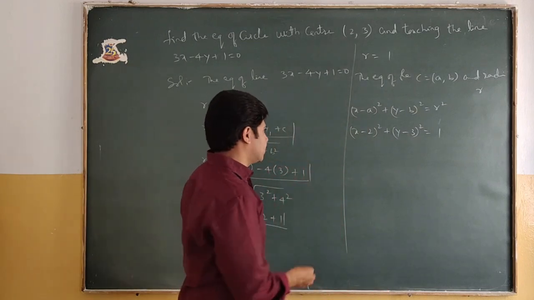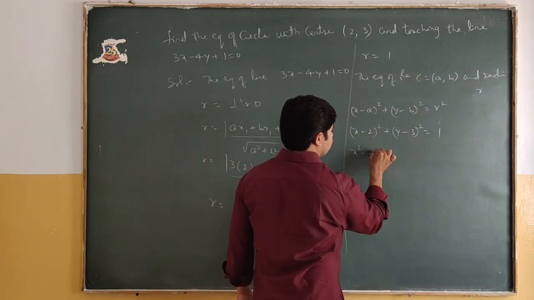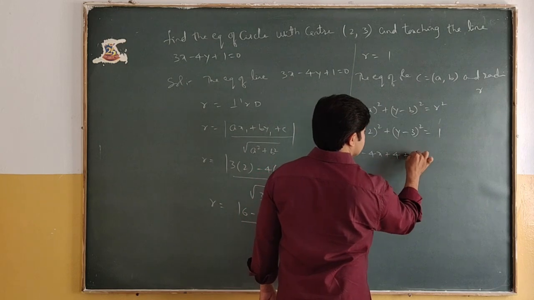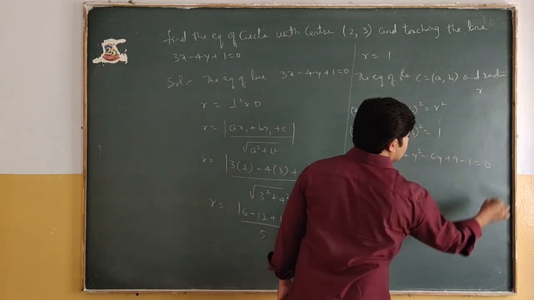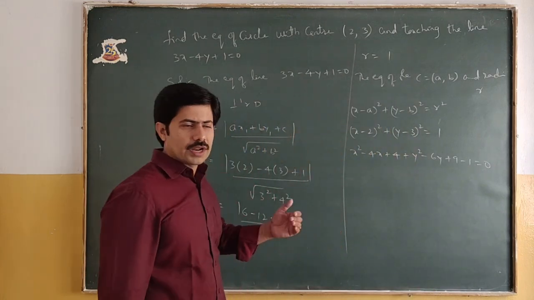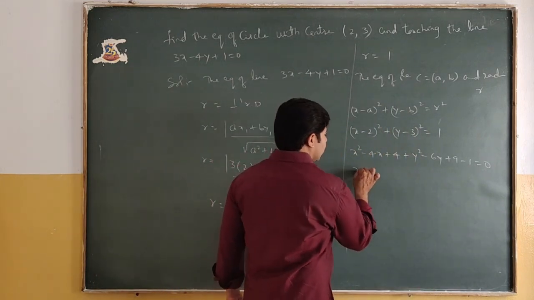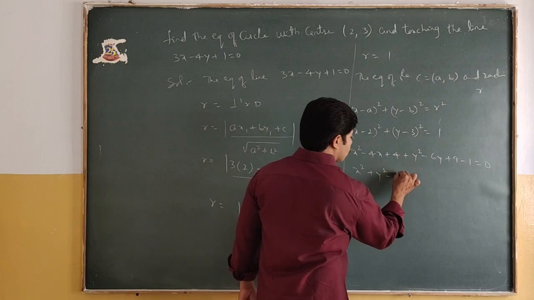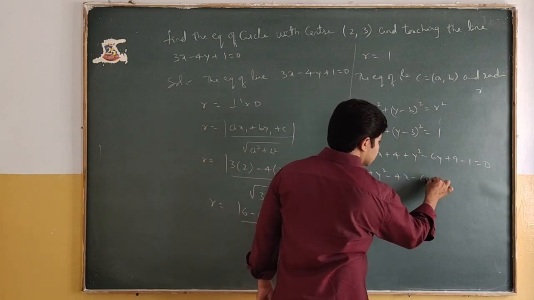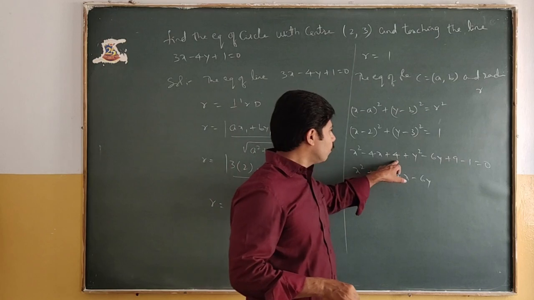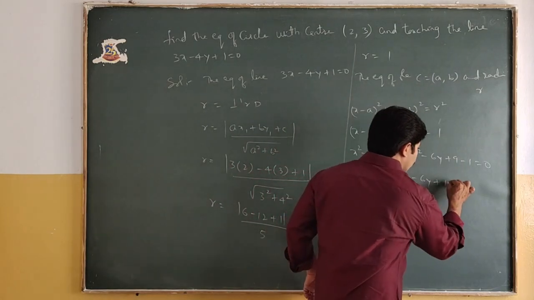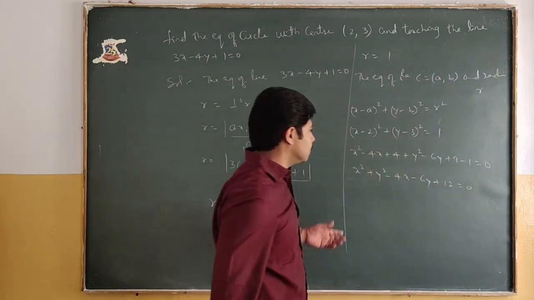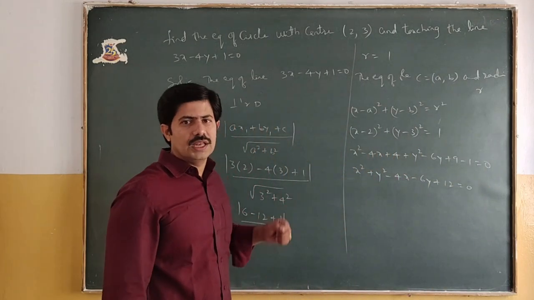Now we will expand this. x square minus 4x plus 4 plus y square minus 6y plus 9 minus 1 is equal to 0. The constant also we transfer to the other side. Now what we get? x square plus y square minus 4x minus 6y, 4 plus 9 is 13, 13 minus 1 is 12, is equal to 0. So this is the equation of circle.